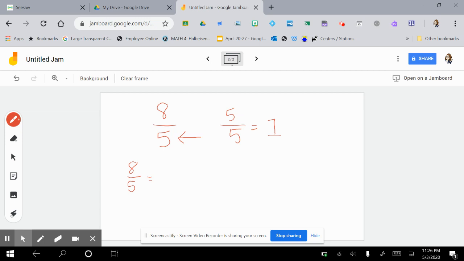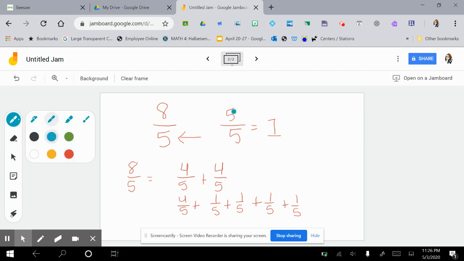1/5 8 times, but I'm going to kind of break it up. I know that 8/5 is the same as 4/5 plus 4/5. Or I could say it's the same as 4/5 plus 1/5 plus 1/5 plus 1/5 plus 1/5. Now remember that I need 5 of those to make one whole. So I'm going to take these 4 plus 1. Well, there's 5/5. There's 1.